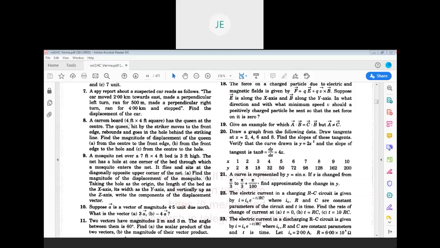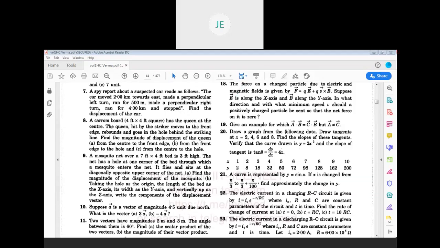A carom board, 4 feet by 4 feet square, has the queen at the center. The queen is hit by the striker to the front edge, rebounds, and goes in the hole behind the striking line.